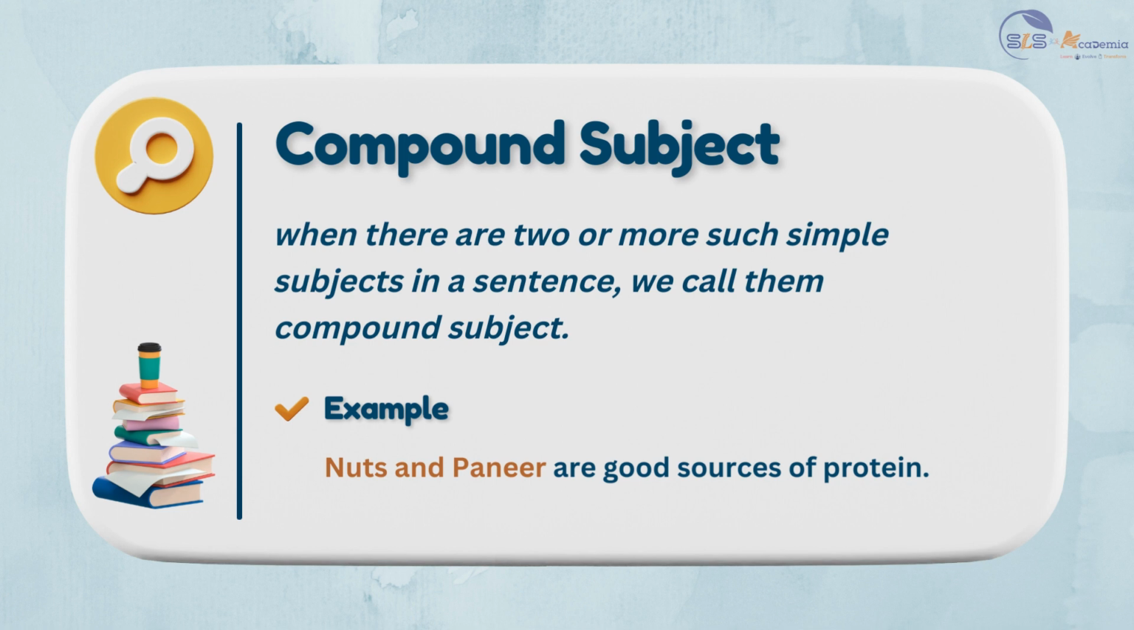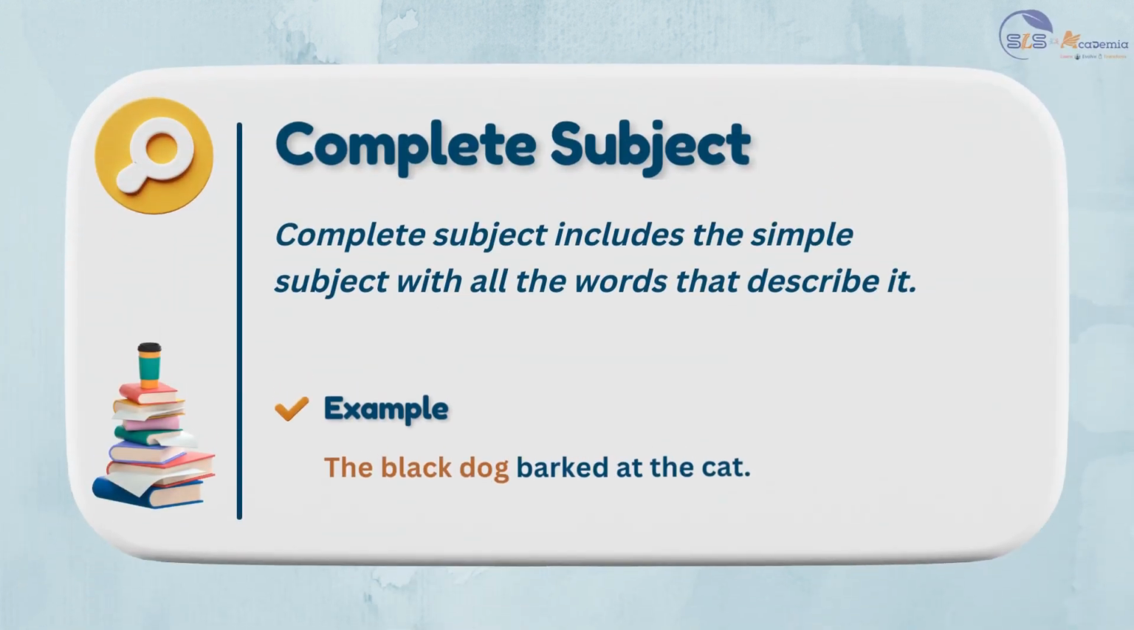For example, in the sentence, nuts and paneer are good sources of protein. Both nuts and paneer are simple subjects individually as they are being talked about, but together they are called a compound subject. Lastly, the complete subject includes the simple subject with all the words that describe it. For example, in the sentence, the black dog barked at the cat. Here, the black dog is a complete subject.